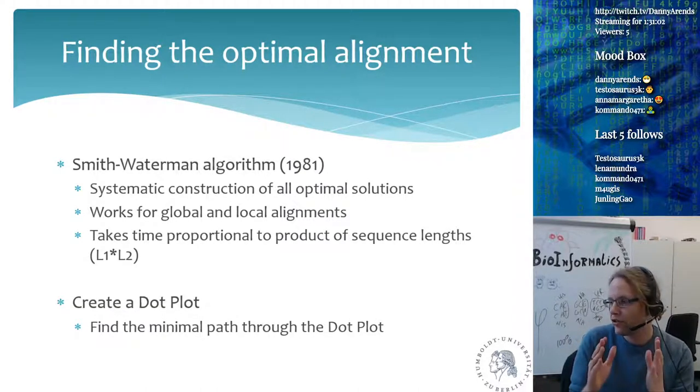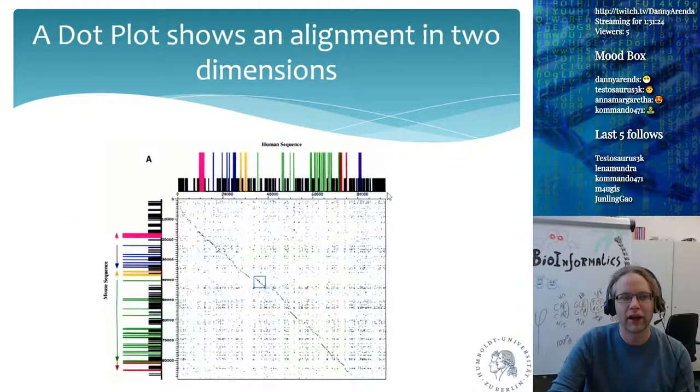So it is the optimal algorithm, but it is computationally very, very intensive, because the time taken is proportional to the length of the two sequences, so L1 times L2. The idea is very easily explained: they create a dot plot and then find the minimal path through this dot plot. So a dot plot is something which looks like this.